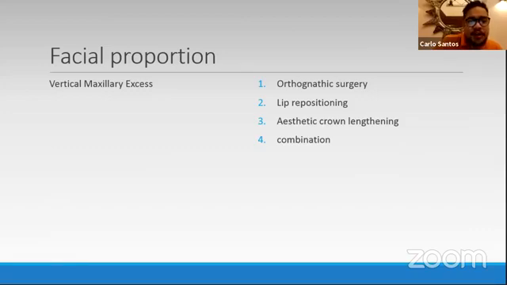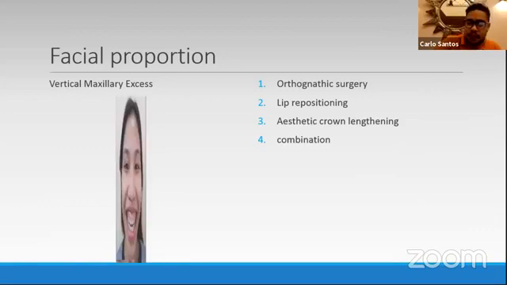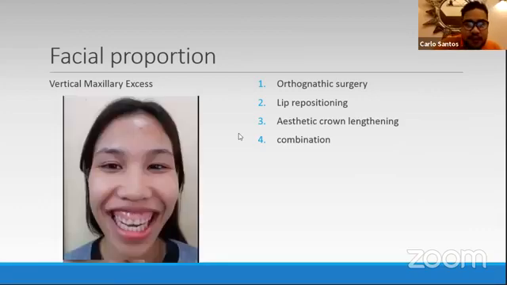So, vertical maxillary excess. If you divide the face of the patient into 3 equal parts, in the rest position, with vertical maxillary excess it wouldn't be even. So here you see there's an overdevelopment of her maxillary jaw. Okay, what are the possible treatments for this?